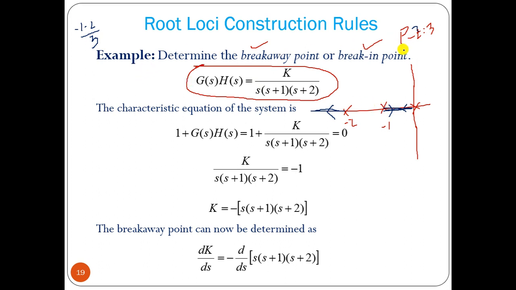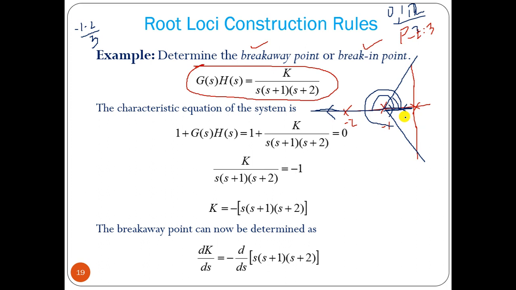What is the angle? K value should be 0, 1, 2, because it goes from 0 to P minus Z minus 1, that is 0, 1, 2. So the angles should be 60, 300 and 180, from the centroid.